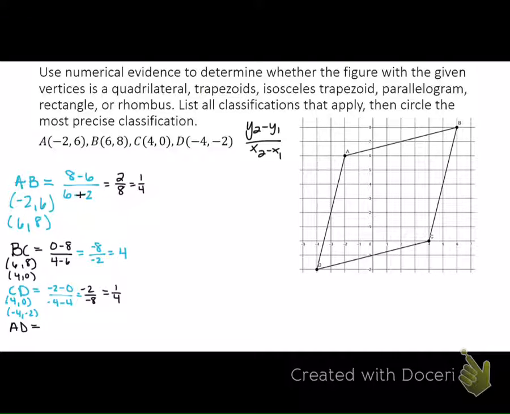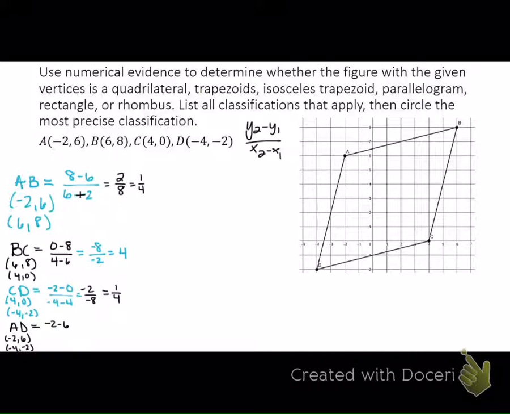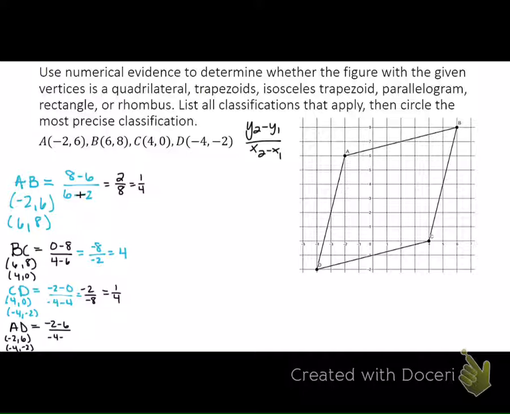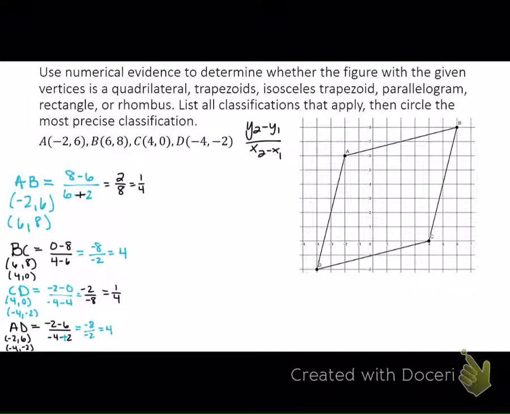And some of you guys just count the slope on the graph, and that is completely fine. Others of you might prefer the equation. I don't really care, whatever makes more sense to you. So I have negative 2 minus 6 over negative 4 minus a negative 2. Two negatives make a positive, so that's negative 8 over negative 2, which is 4.